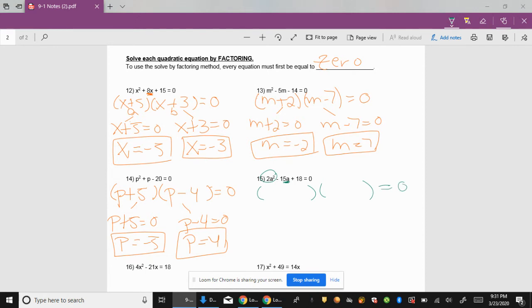2a squared only has two factors, 2a and a. Now 18 has a lot of factors: 18 and 1, 9 and 2, 6 and 3. So I need to guess one of those and then check it. Let's try 9 and 2. They'd multiply to be a positive but add to be a negative, so let's make them both negative.